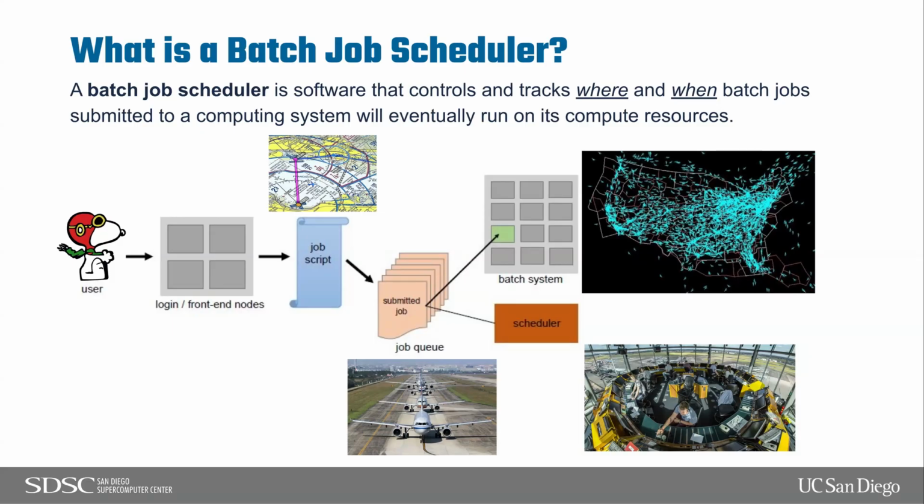I think it's a pretty good analogy. This is what the job scheduler is. It really is that air traffic controller that's determining where and when your job is going to run on the system.